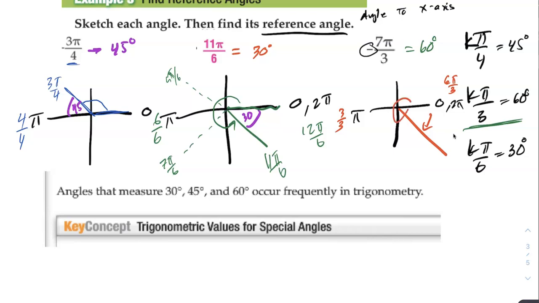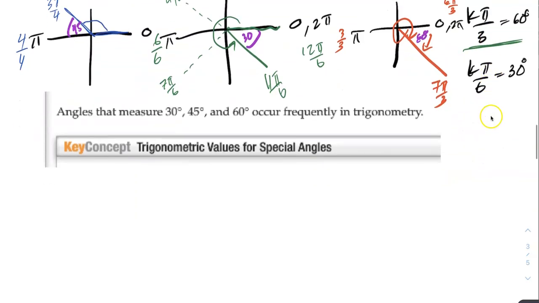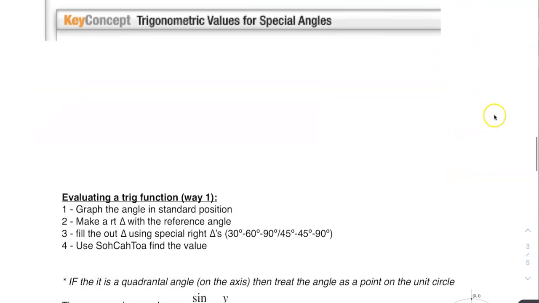So graph one like this. This is 7 pi over 3. And our reference angle is 60 degrees, because it's automatically over 3. Okay. We need a couple more things before we can actually evaluate unit circles at radian measure.